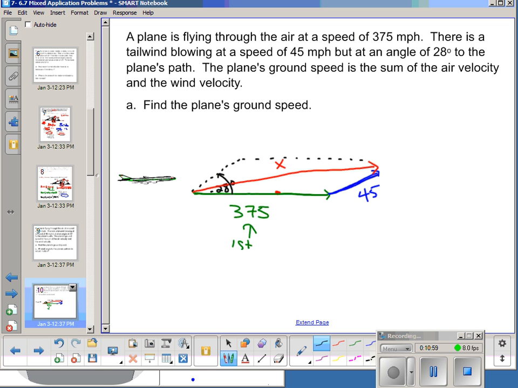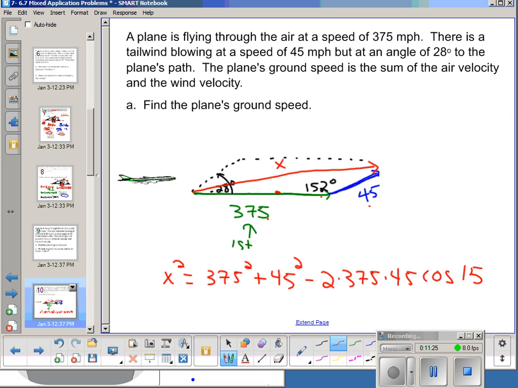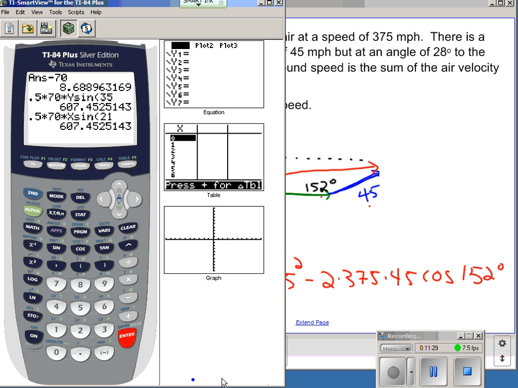And if this angle in the corner is 28, this angle down here must be supplementary. So it's going to be 152 degrees. And now I can use my law of cosines, because I have side, angle, side. And so x squared is 375 squared plus 45 squared minus 2 times 375 times 45 cosine of that 152 degrees. And we can do all that out.